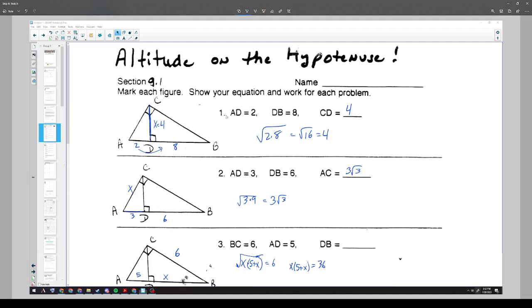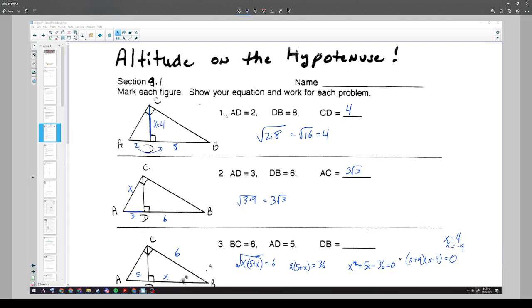And then if we multiply this out, we get x squared plus 5x minus 36 equals 0, because we bring the 36 to the left. And then we need factors that multiply to 36 and subtract to 5. So that would be 9 and 4. So I'm going to factor that as x plus 9 times x minus 4 equals 0. So my two theoretical solutions are x equals 4 and x equals negative 9.